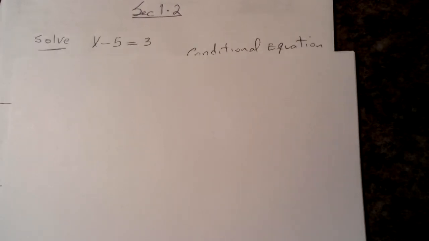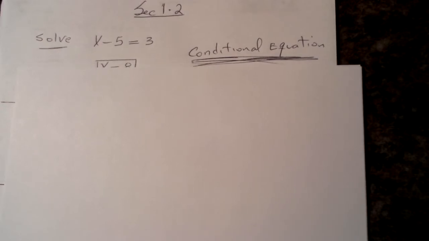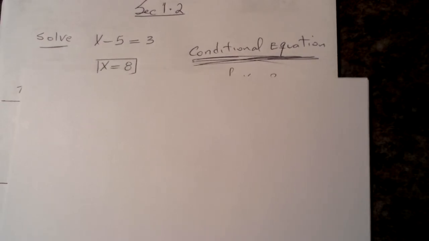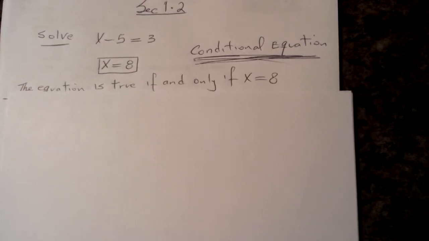Section 1.2, Math 110. There are three terms that we use in this section. One is, let's look at this, they call it conditional equation. What type of equation is that? Let's look at these problems. x minus 5 is equal to 3. When you solve this equation, x is 8.